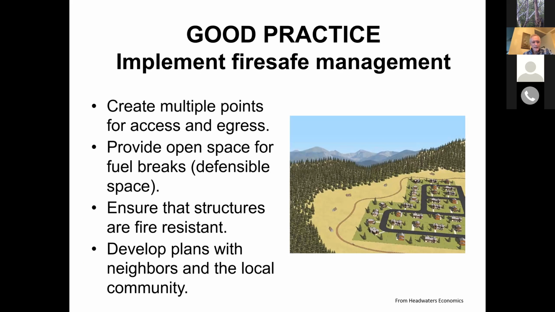Again, I want to stress this concept of working at large spatial scales. If one landowner on his or her 5 acres does a good job, but nobody else does around them, again, it's not very effective. So develop some plans with your neighbors and with local communities. There's this concept of fire-adapted communities that's starting to spread slowly in Eastern Washington, and I think that's a great way to go.